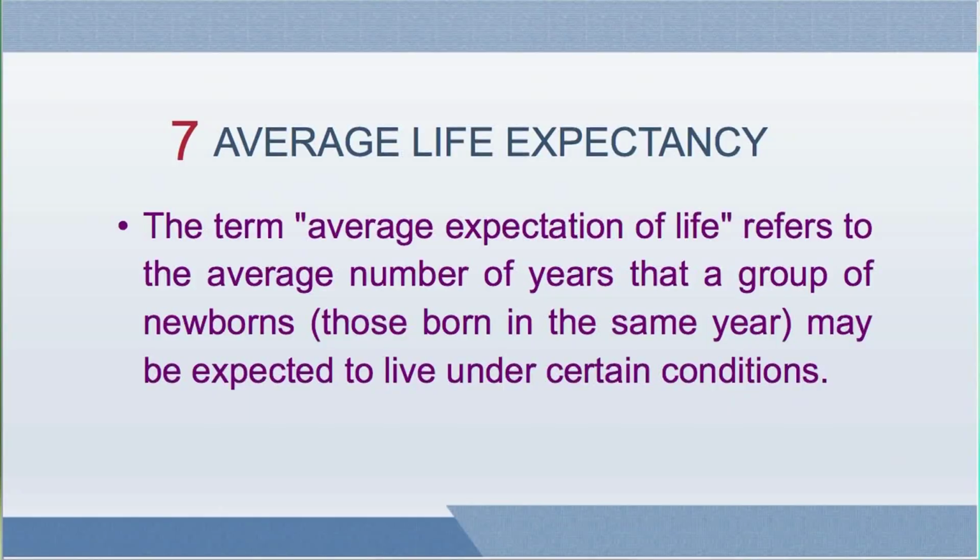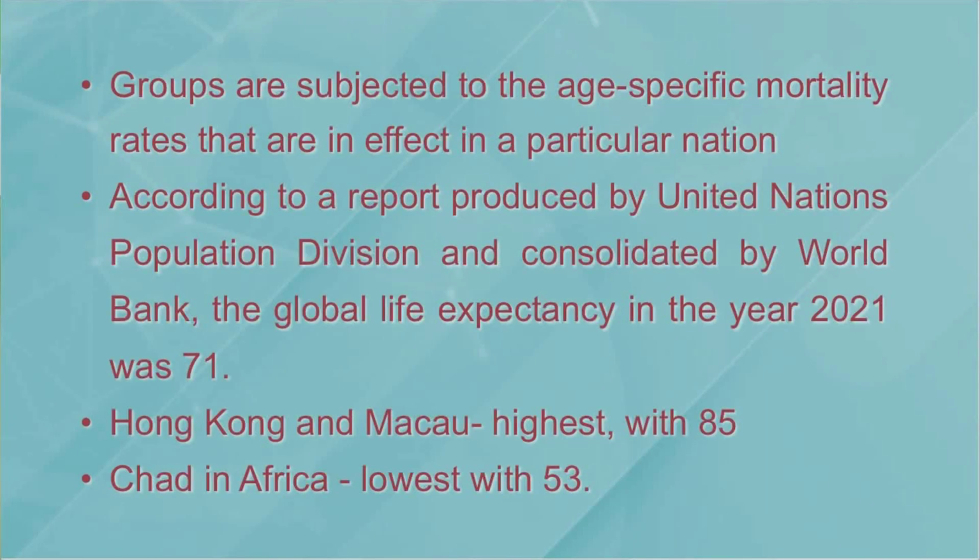The seventh indicator is the average life expectancy. The average life expectancy at birth is a reliable indicator of mortality, since it is unaffected by the population's age distribution. The term average expectation of life refers to the average number of years that a group of newborns, those born in the same year, may be expected to live under certain conditions. Here, each group is being subjected to the age-specific mortality rates that are in effect in a particular nation at the time the measure is being used.